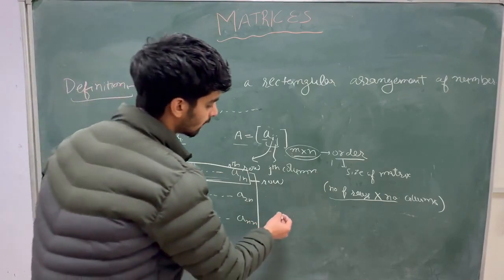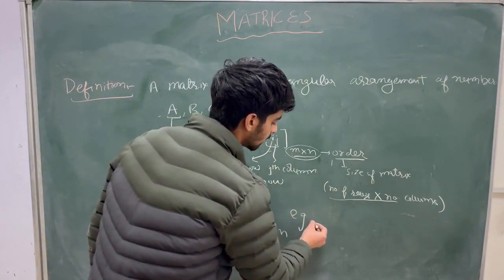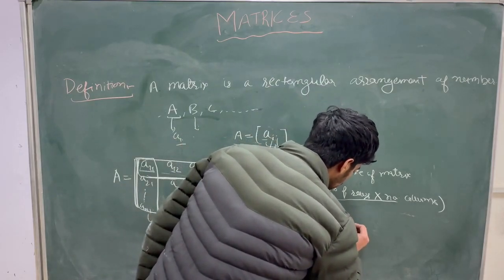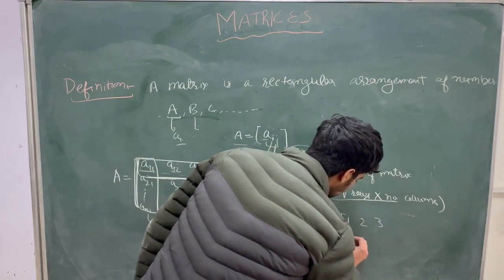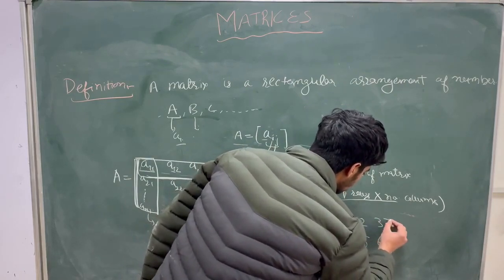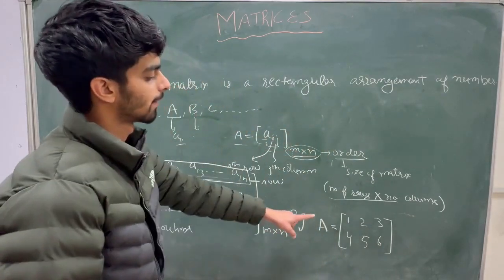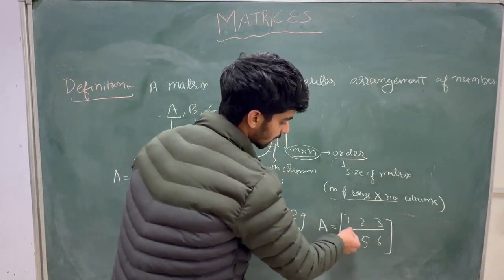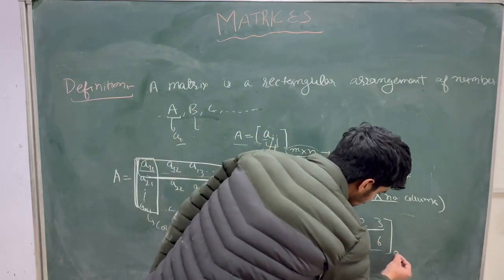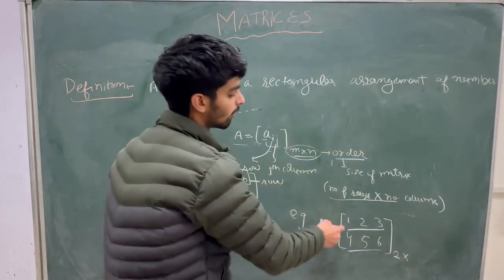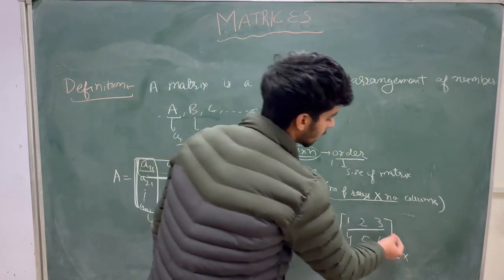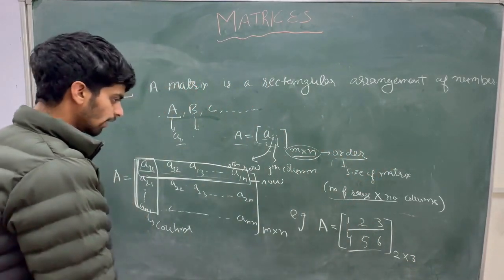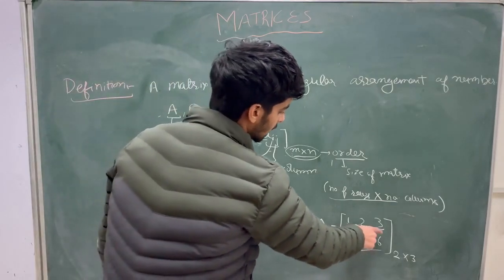So for example, we write A is equal to 1, 2, 3, 4, 5, 6. So what is the order of this matrix? How many rows are in this matrix? 2. So write here 2 cross, how many columns are in this matrix? 1, 2, 3. So the order of this matrix is 2 cross 3. And how many elements are in there? 6 elements are in there.